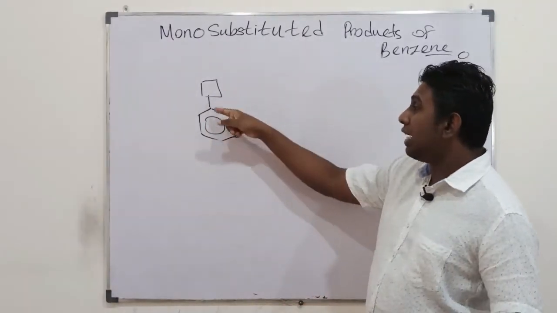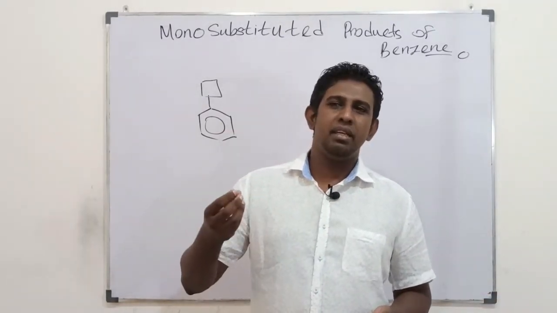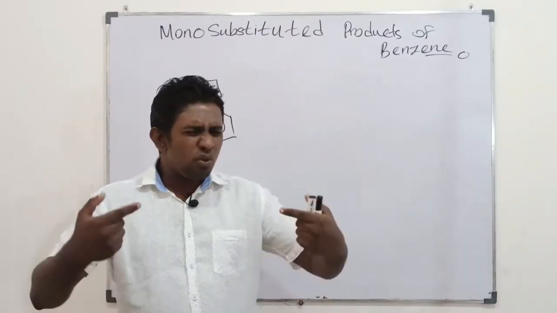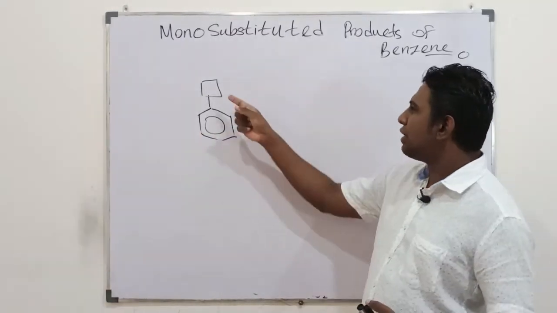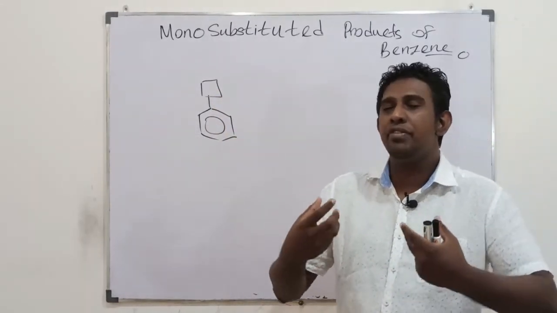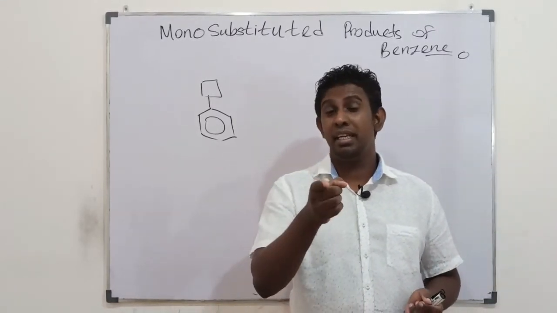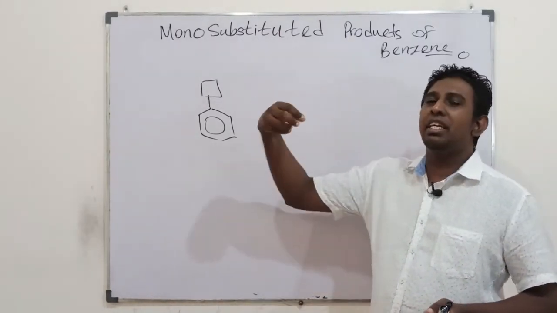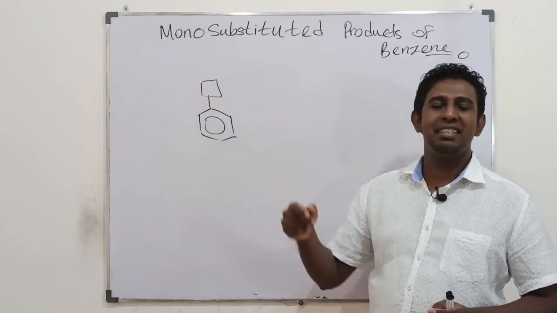If the group reduces the electron density on benzene, then the ability of benzene to attract those electrophiles towards itself would be low. Therefore, based on its ability of increasing or decreasing the electron density on benzene, we name it as either an activating group or a deactivating group. We looked at that fact in our earlier lessons.